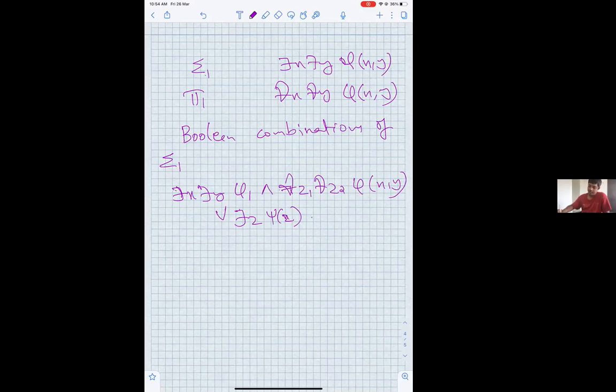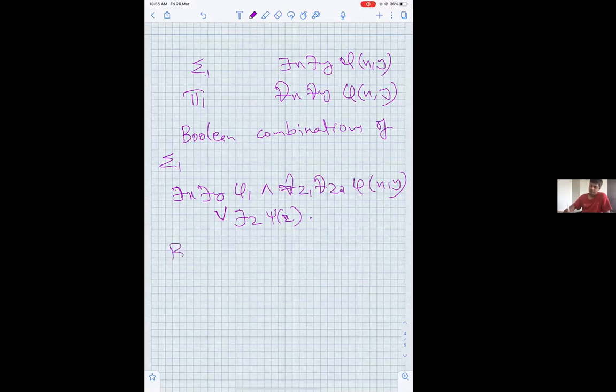Now, if I take its negation, it will again be a Boolean combination of sigma 1. Because if I take the negation of this formula, I can apply De Morgan, and then what will happen? This, there exists x, there exists y, phi 1, will become for all x, for all y, negation of phi 1. This one will become there exists z1, there exists z2, and so on. But all these formulas are again in a Boolean combination, either in sigma 1 or in pi 1.